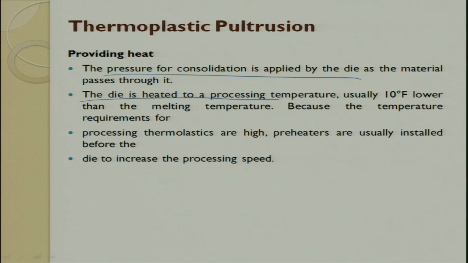The die is heated to a processing temperature, usually 10 degrees Fahrenheit lower than the melting point. Okay. So, the preheating is done initially so that you can increase the processing speed. This is very important. The processing speed has to be increased because you have to get quick outputs, and if you start heating right from room temperature to a very high temperature, it is very difficult. So, what we do is we preheat. Preheat helps in consolidation to get the required output.